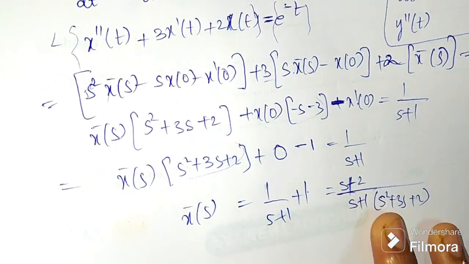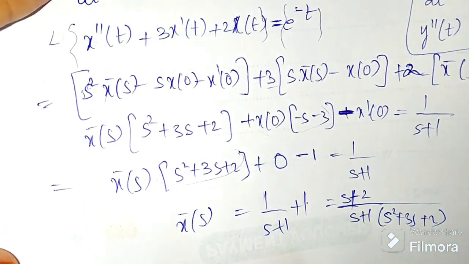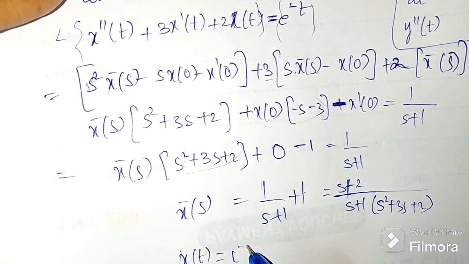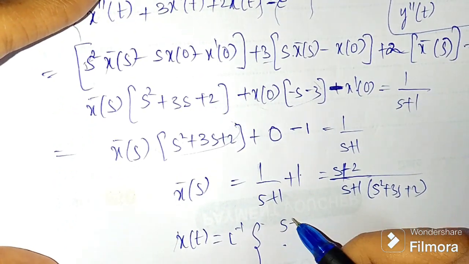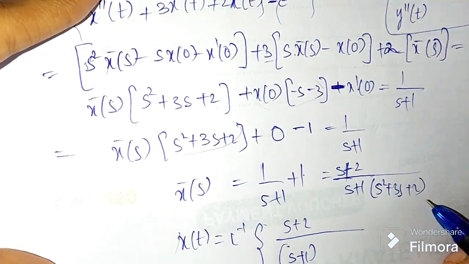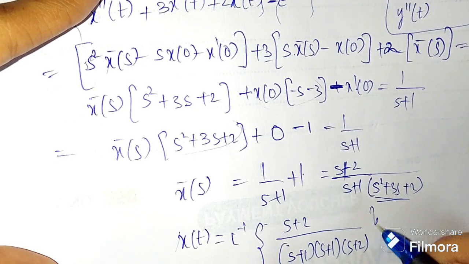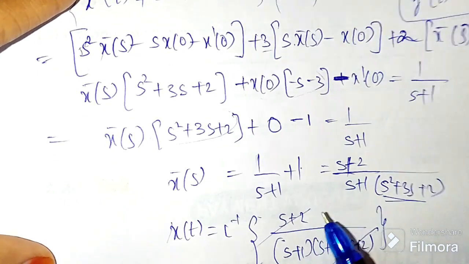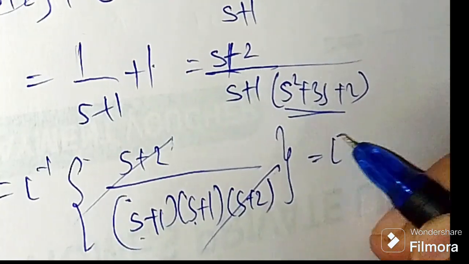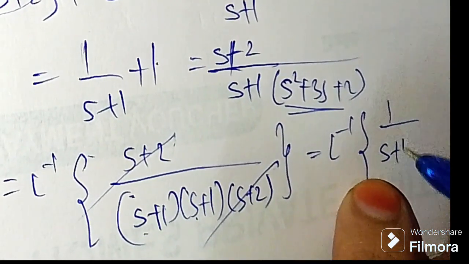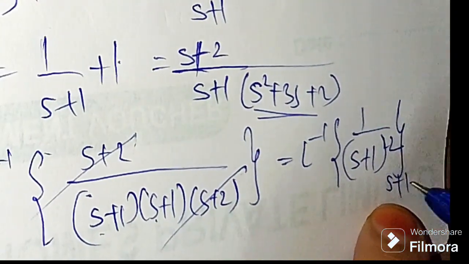Now what is x bar of s? Laplace of x of t. So x of t is Laplace inverse, if L goes to that side. So finally I'll get s plus 2 by s plus 1 into, these roots are s plus 1, s plus 2. Use calci for roots. So cancel. I'll be left with Laplace inverse of 1 by s plus 1 whole square, which is very easy. By using first shift property, I'll shift my s plus 1 to s.